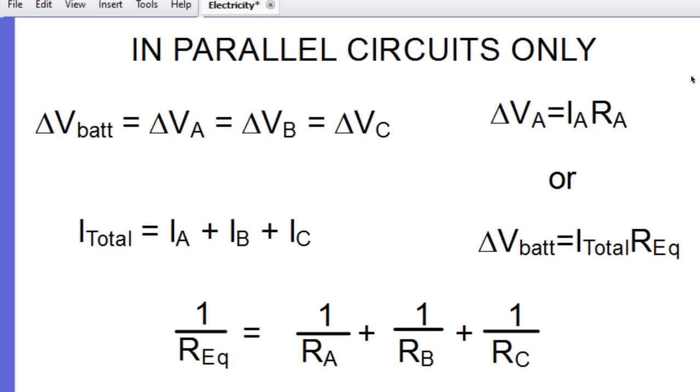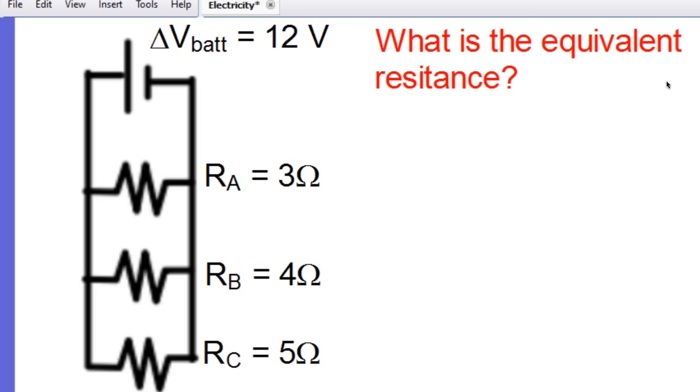So, here is the definitive page. Everything you need to know about a parallel circuit all in one spot. I told you I had an example problem. So here we have a 12-volt battery with a 3 ohm, a 4 ohm, and a 5 ohm resistor. What is the equivalent resistance?